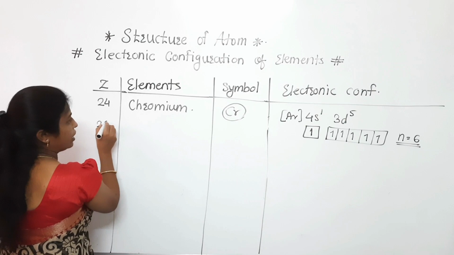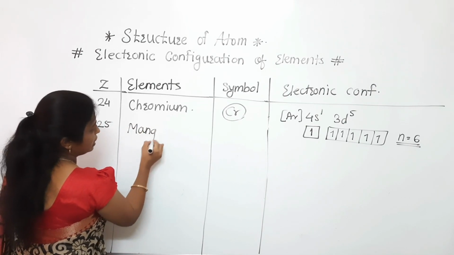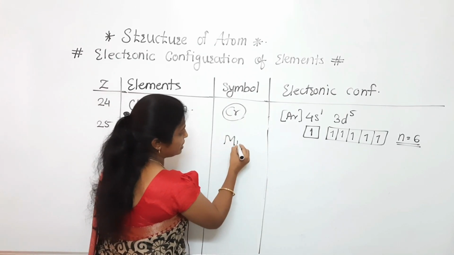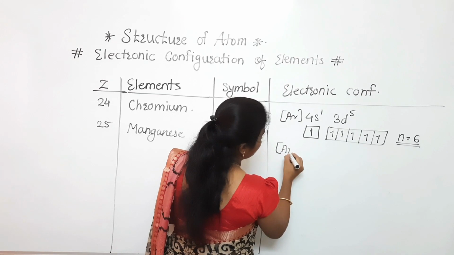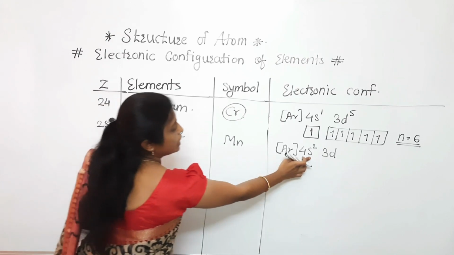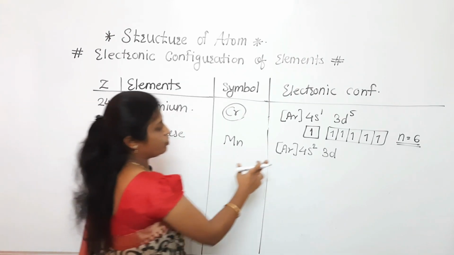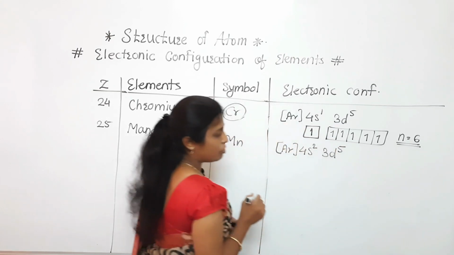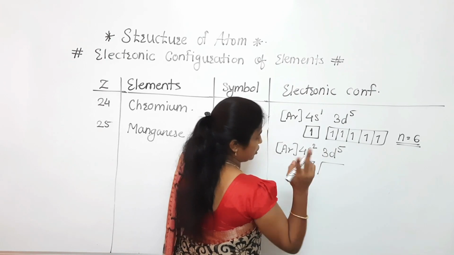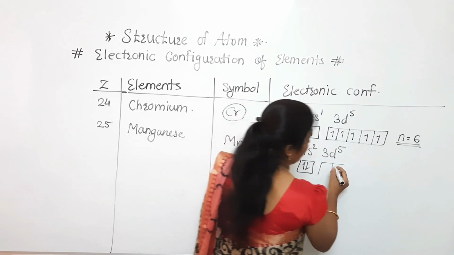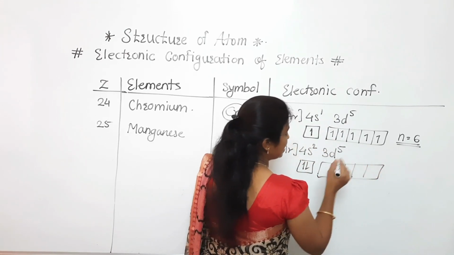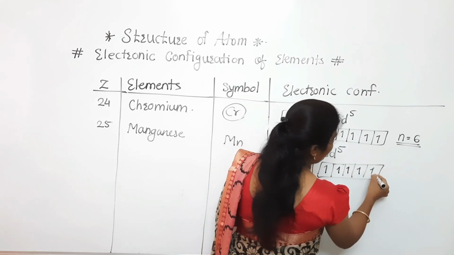Next one, 25. 25 is manganese, so its symbol is Mn. What is the electronic configuration? Argon 4s2 3d. Now see, here 20 are completed. How many remain? 5 remain. So it will be 4s2 3d5. Now in the format of the electrons, if we are filling, in 4s2 there are 2 electrons, so upward, downward. The remaining 5 electrons, 1, 2, 3, 4, 5, each one will carry a single electron.